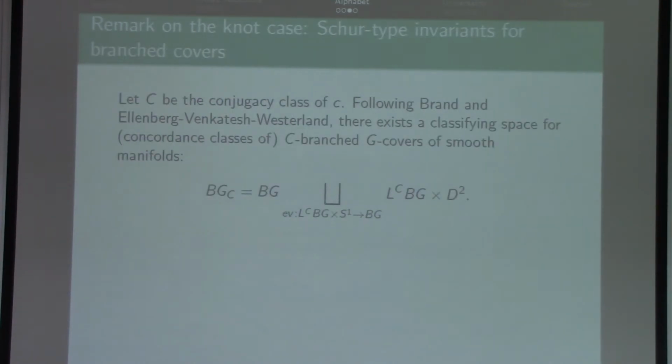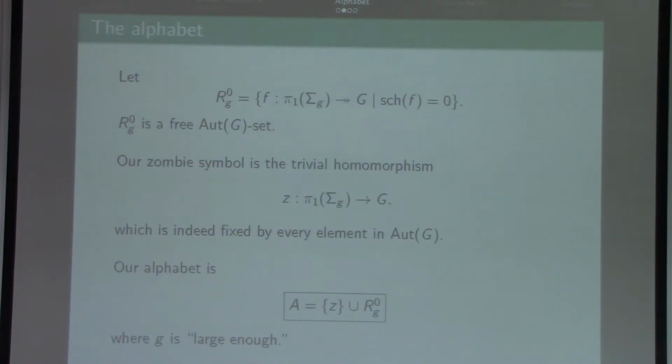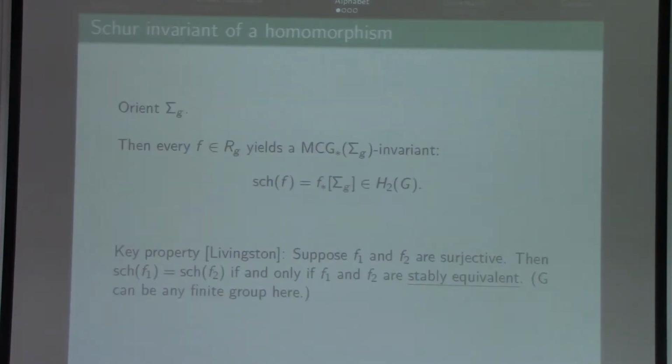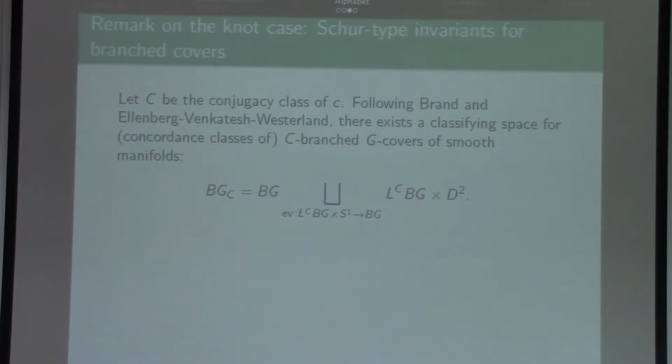I want to say something briefly about the case of knots. Because in the case of knots, how do you get this kind of Schur type invariant for knots? The way there is to think of a map from pi1 of a punctured surface as a branched cover. The punctures are the branch points. And it turns out there's a classifying space for these things.